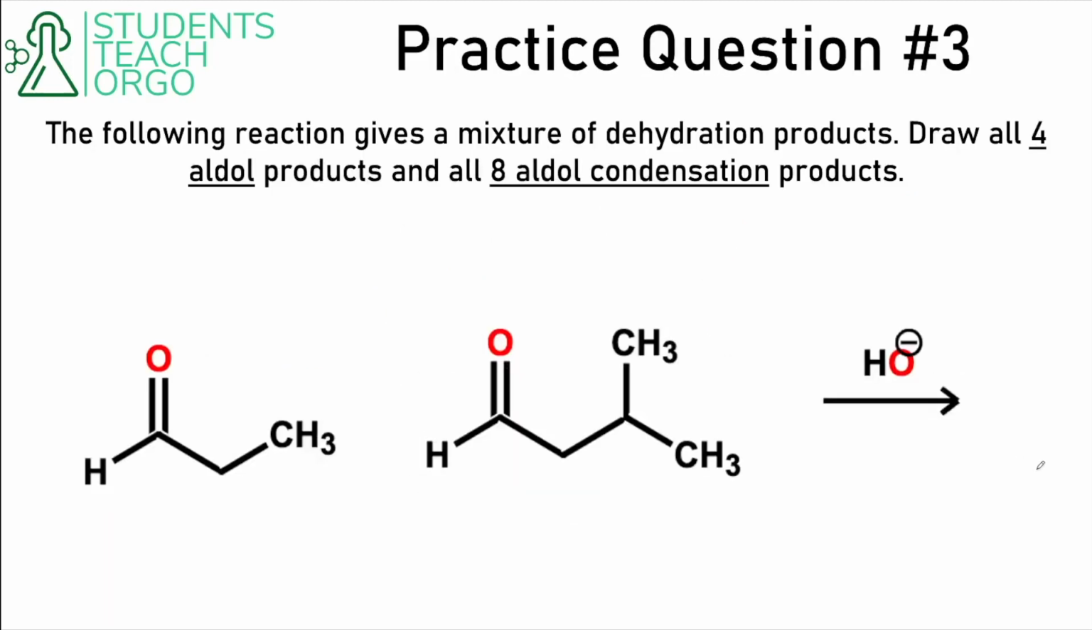So here is our third practice question. This is a doozy, it's a big one, there's a lot of drawing here, I apologize, but here is a crossed aldol reaction, and I'm asking you to draw the 4 aldol products and the 8 condensation products. So if you guys can do this, then you can be very sure of yourselves that you've got this part mastered. So I would pause the video here, spend some time, draw this out. I'm gonna move forward.